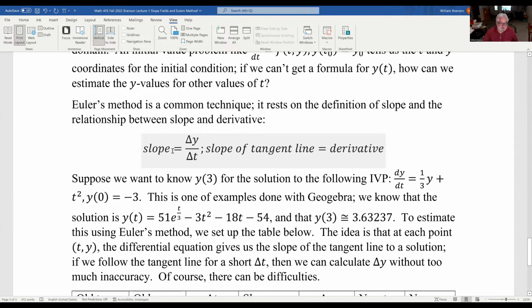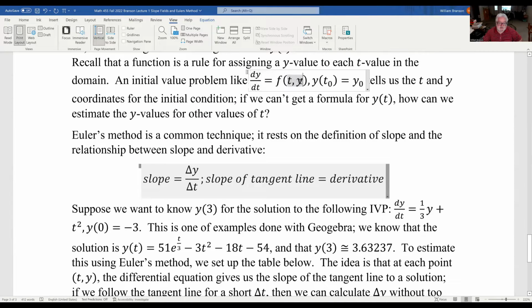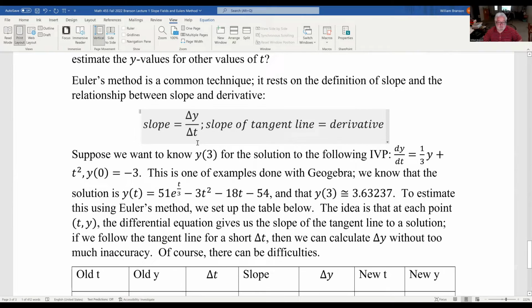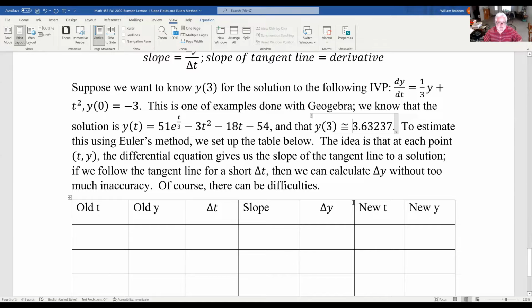Keep in mind that slope is change in y over change in t, right? You remember that from algebra at some point. And the derivative is the slope of the tangent line. So an equation like this is saying if you know the point that you're at, your t value and your y value, you know what the slope of the tangent line is to the curve that goes through that point. A solution curve has to have this as its slope of the tangent line. So if we want y of 3 for this equation, and we did it with GeoGebra and we ended up with this as our y of 3, the question is what's Euler's method?